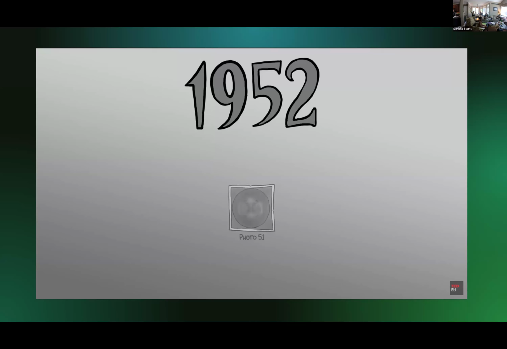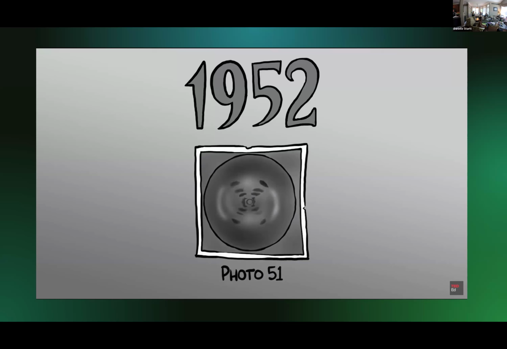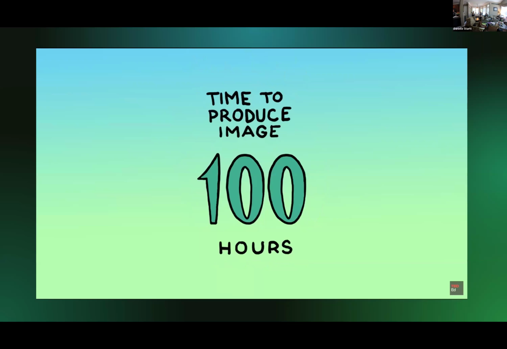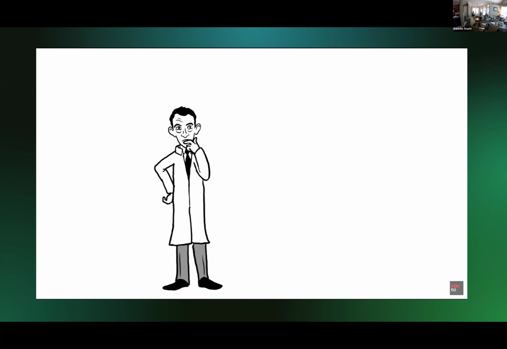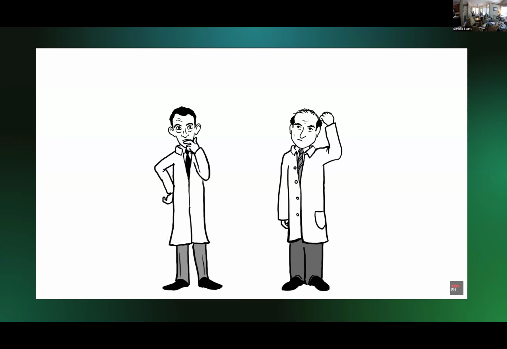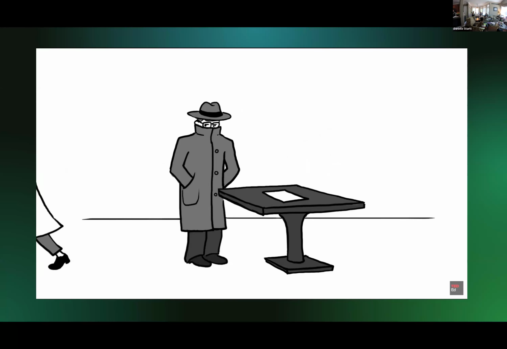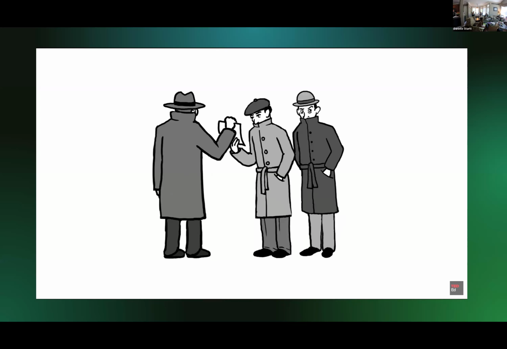But Franklin kept working, and in 1952, she obtained Photo 51, the most famous X-ray image of DNA. Just getting the image took 100 hours. The calculations necessary to analyze it would take a year. Meanwhile, the American biologist James Watson and the British physicist Francis Crick were also working on finding DNA structure. Without Franklin's knowledge, Wilkins took Photo 51 and showed it to Watson and Crick.